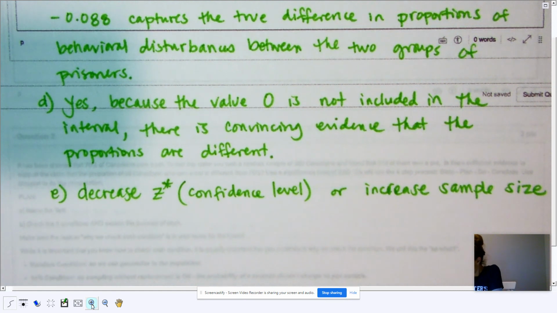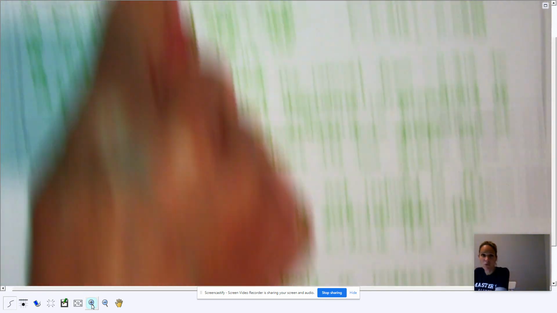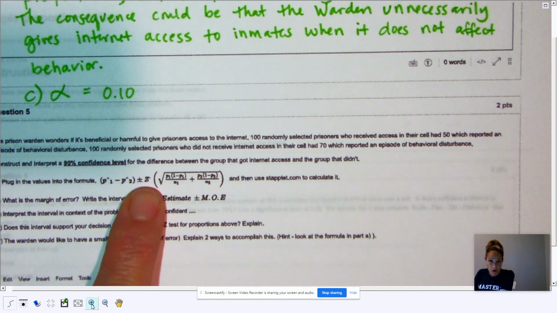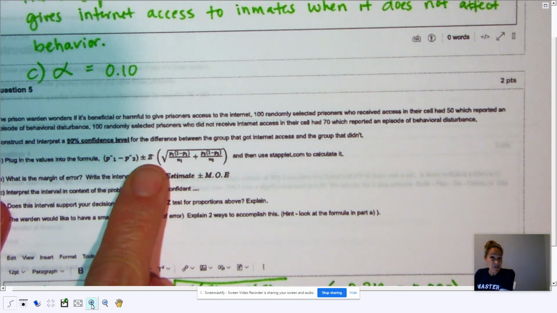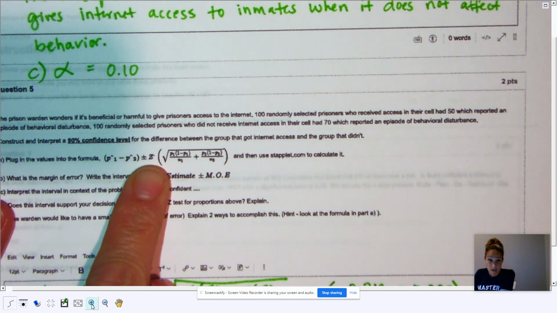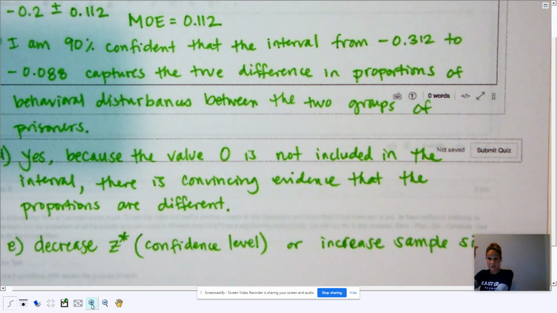And so then there's two different ways for part E. If the warden wanted to have a smaller margin of error, what are two different ways to accomplish this? Well, looking at our formula, we see that we're multiplying by Z for our margin of error. So that critical value there, if that were smaller and I were multiplying by a smaller number, then my margin of error would be smaller. So the way that we get that critical value smaller is by decreasing Z star or your confidence level. So instead of 90%, if I'm like 85% or 80%, as that goes down, the margin of error gets a little bit smaller.